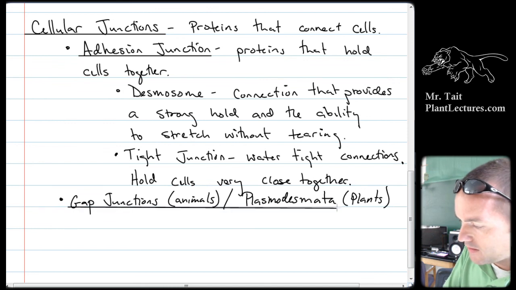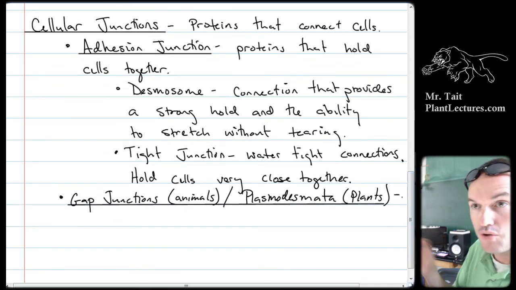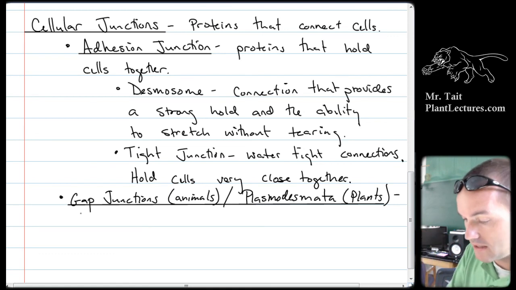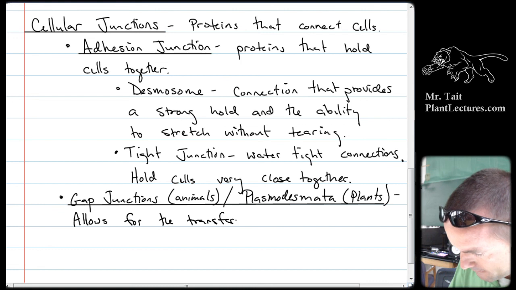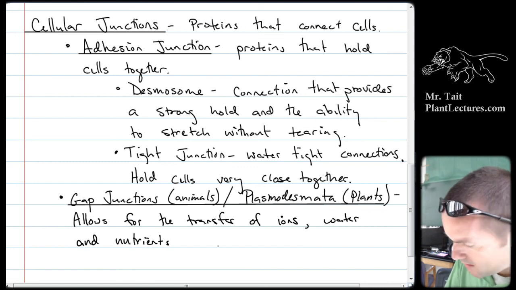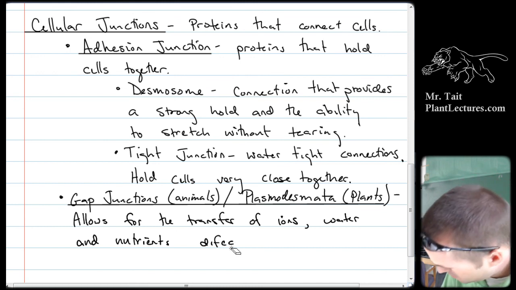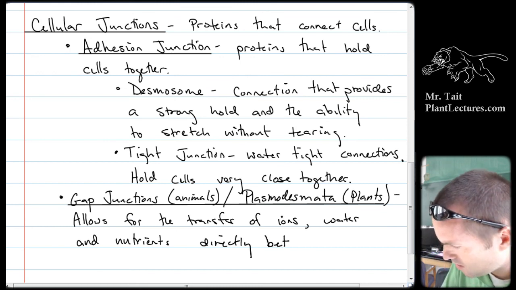And the purpose of gap junctions and plasmodesmata is to allow for the transfer of ions, water, and nutrients directly between different cells.